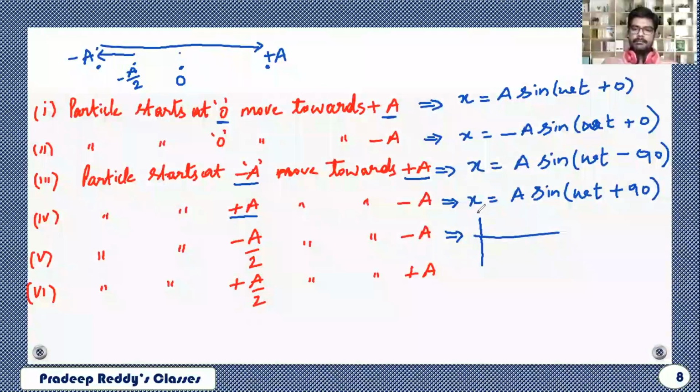This is A. But where is the particle starting? The particle is starting at minus A by 2. This is minus A. The particle is starting at this position, minus A by 2. From minus A by 2, which position is it going towards? It is going towards A. Therefore, you will be getting a graph like this. Obviously it is a cos graph because it is starting with some phase.